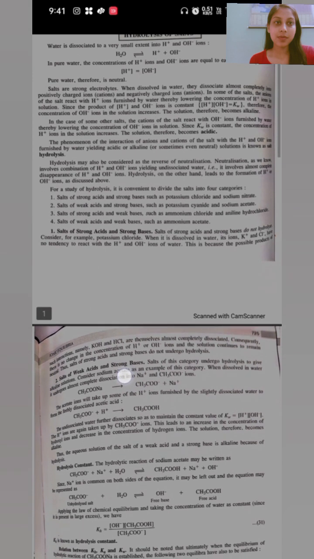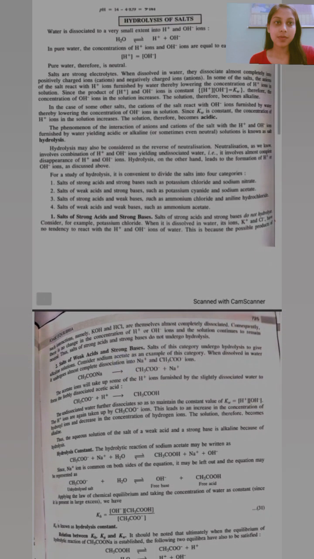The phenomenon of the interaction of the anions and the cations of the salt with the H+ and OH- ions furnished by water, yielding acidic or alkaline or sometimes even neutral solutions, is known as salt hydrolysis. Hydrolysis may also be considered as the reverse of neutralization.